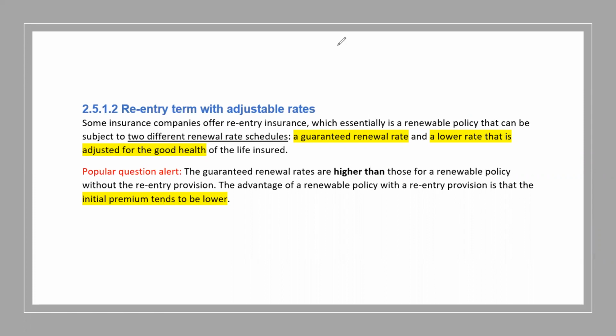If a renewable term policy has the reentry provision, then when a new term begins, there are two possible premiums: a guaranteed renewal rate and a low rate if the life insured can prove he's still in good health. For the exam, remember the initial premium is lower with the reentry provision.